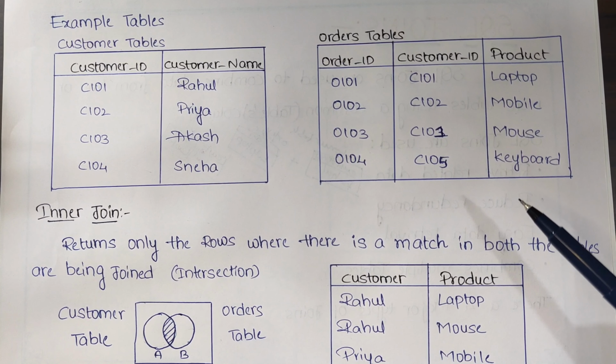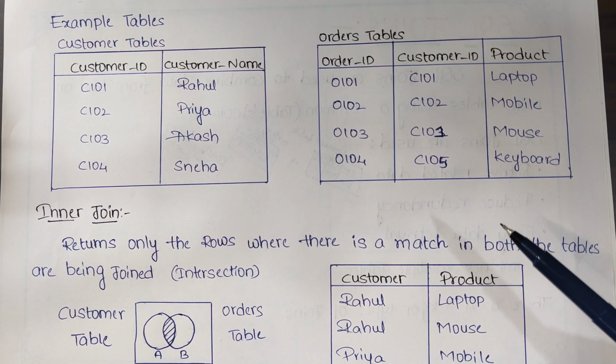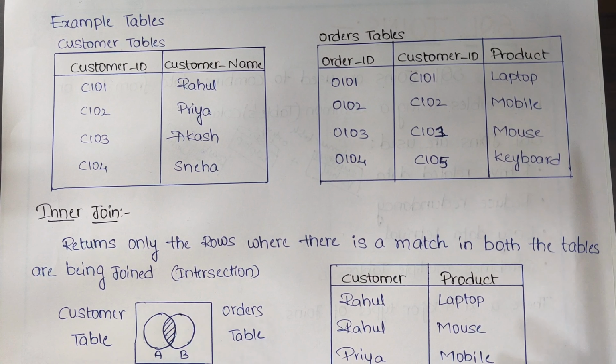We are having separate tables for customers and orders, right? So combining both of them, we are retrieving the information from both the tables. For that purpose we use this inner join.